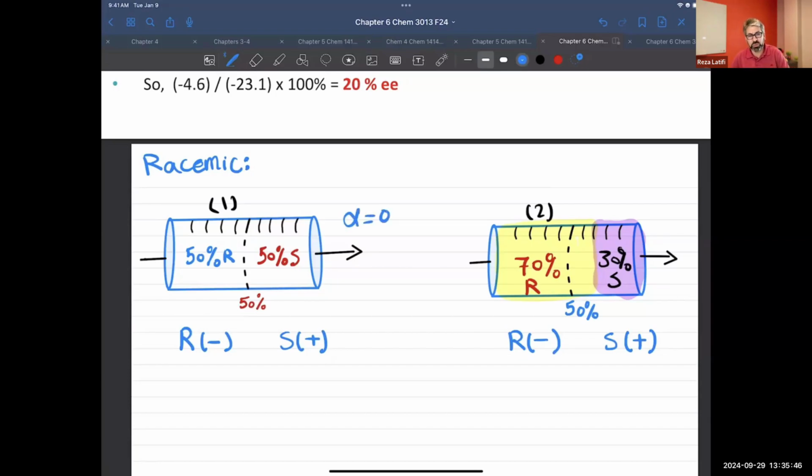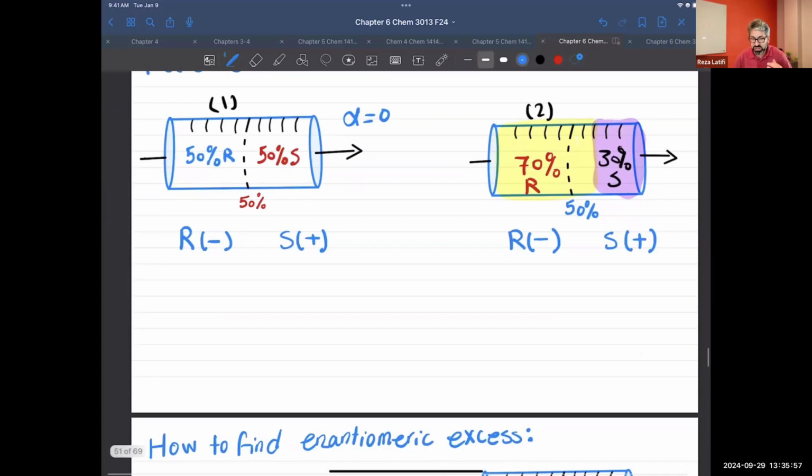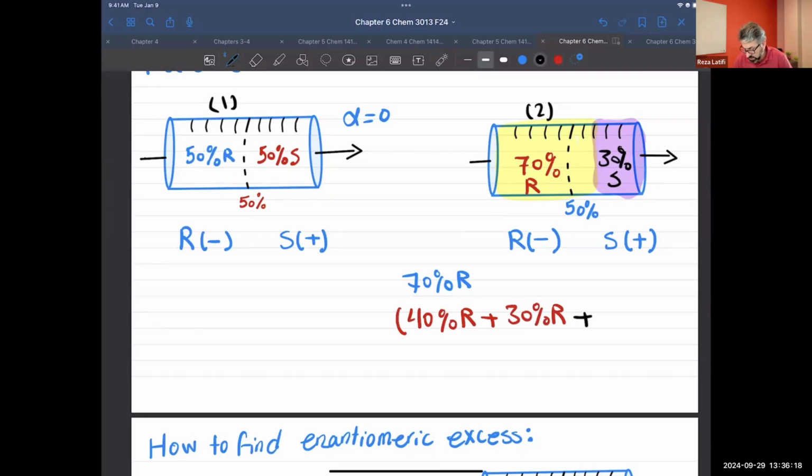But in the second one, we have 70% R and 30% S. What am I going to be able to see? Remember this. You have 70% R and 30% S. The 70% R, I'm going to write this way: 40% R plus 30% again from R. And then we have 30% S.